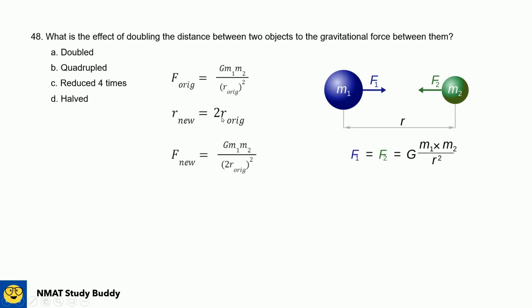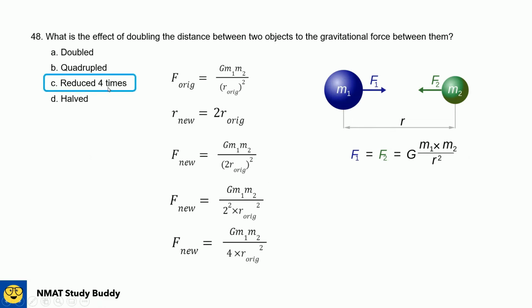So, kapag dinoble daw natin yung distance between the masses, ano daw yung mangyayari dun sa equation? I-substitute natin yung 2 times the original distance dito sa baba. Makukuha natin kapag ni-raise tong 2, so 2 raised to 2, and then times r raised to 2, bale, magkakaroon tayo ng 4 dito sa denominator. So, as you can see here, na-divide or mas lumiit yung gravitational force. So, the correct answer here is letter C, reduced 4 times.